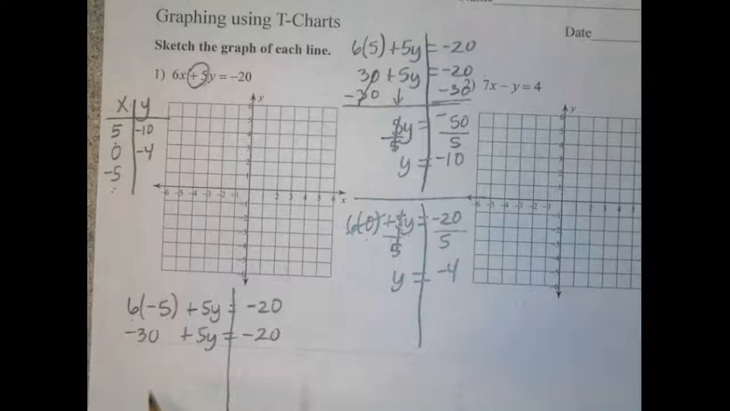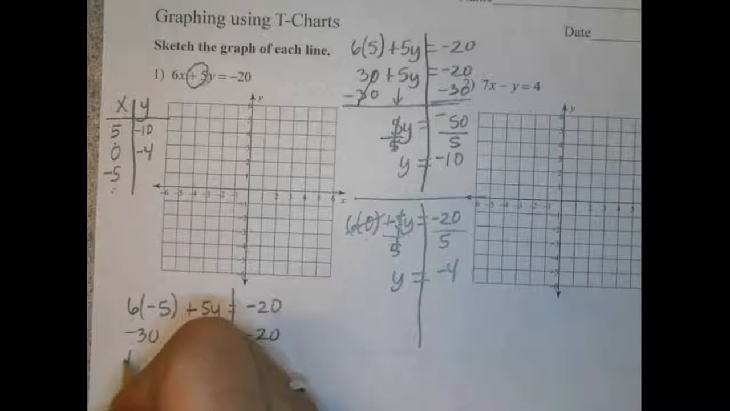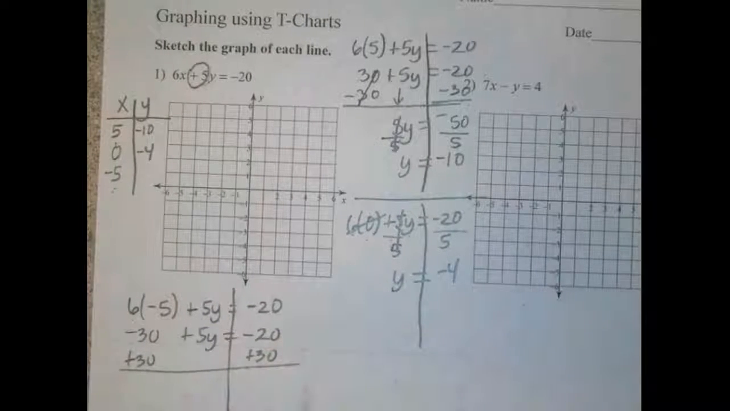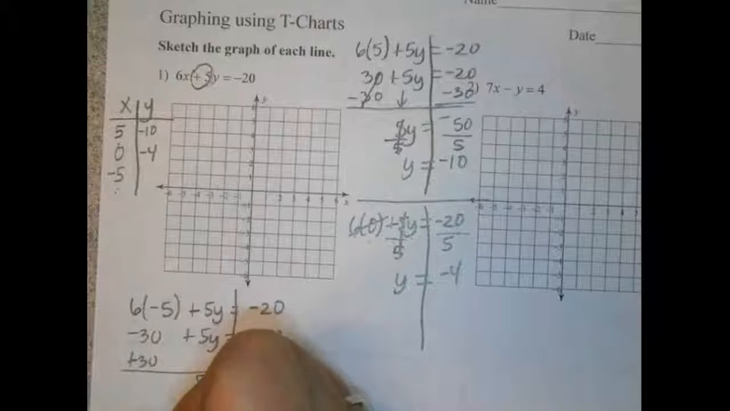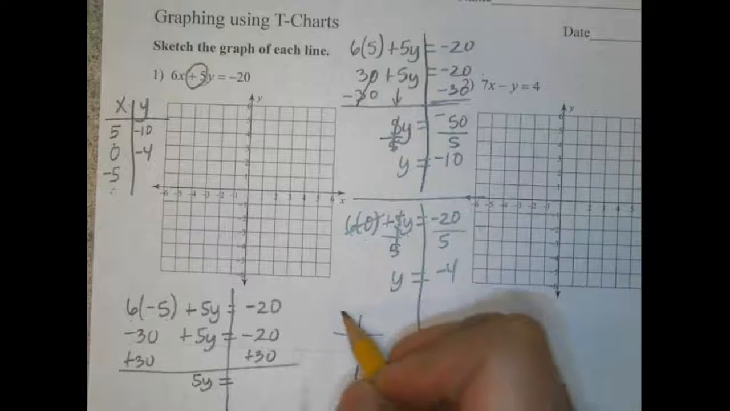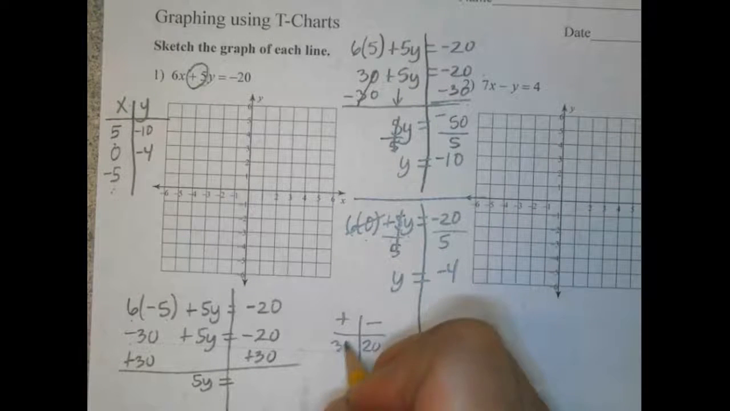This time, my opposite of negative 30 is what? What's the opposite of negative 30? So I'm going to add 30, positive 30, to both sides. That's going to give me this 5y is equal to what? So here maybe I want to do the column method. I have a negative 20 and a positive 30. 20 is smaller. When I subtract it, I get a positive 10.